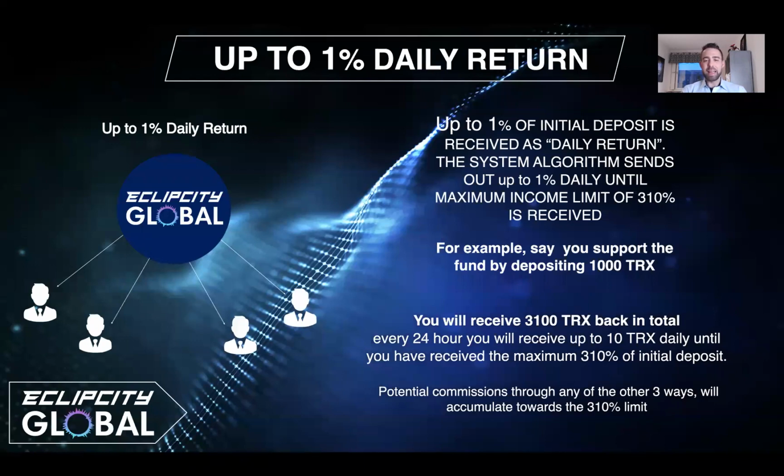At that time, the earning stops, and any potential commission through any of the other 3 ways will accumulate towards the 310 limit. That means if you're earning a 10% direct commission, that is added towards the 310% limit you can earn. Matching commission, top 10 sponsor bonus pool, it all accumulates towards the 310 limit.